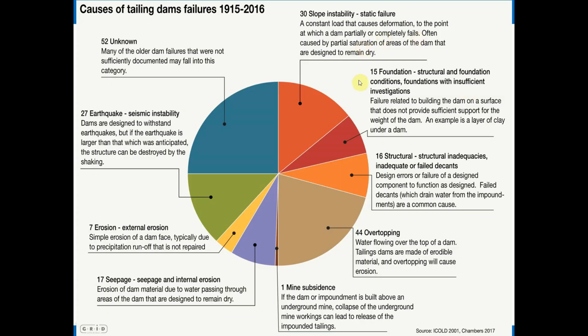So see here that overtopping contributes 44% of dam failures. CPS contributes 17%. CPS means the piping and all. Earthquake contributes 27% of the dam failures in the US. This is data from 1915 to 2016.